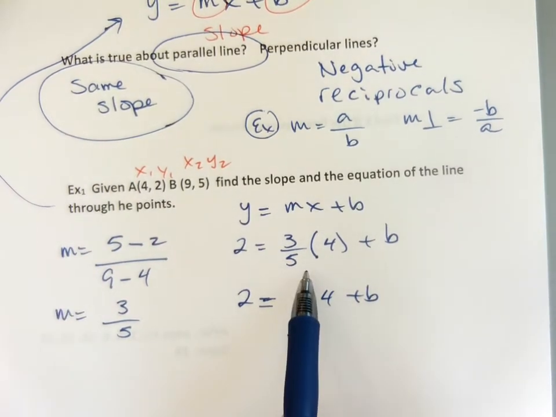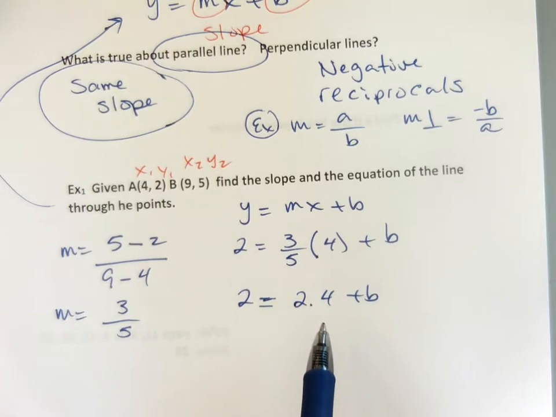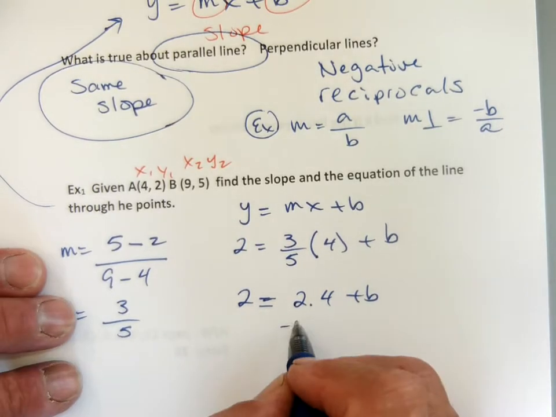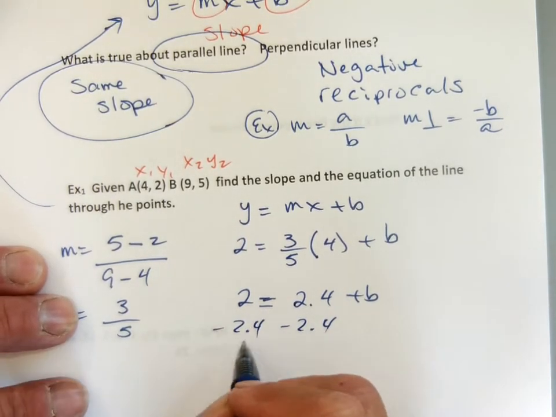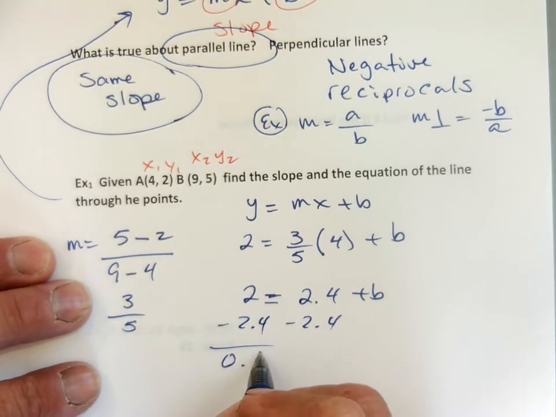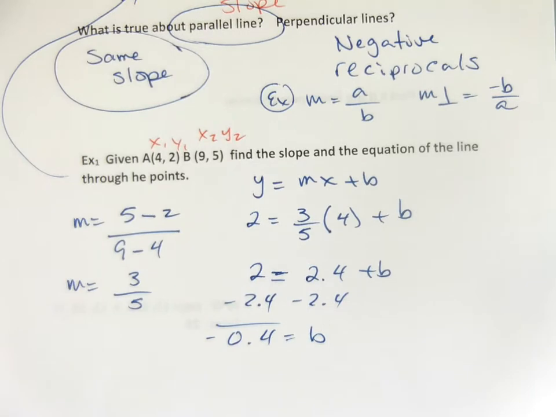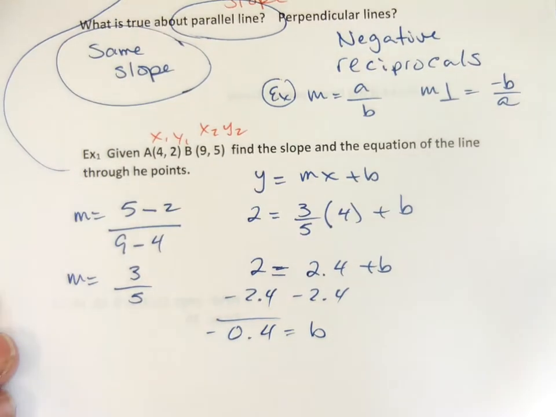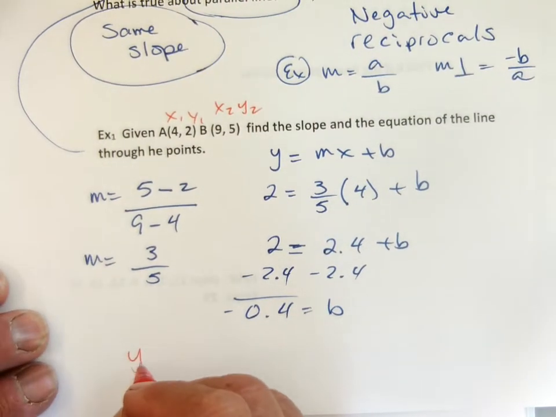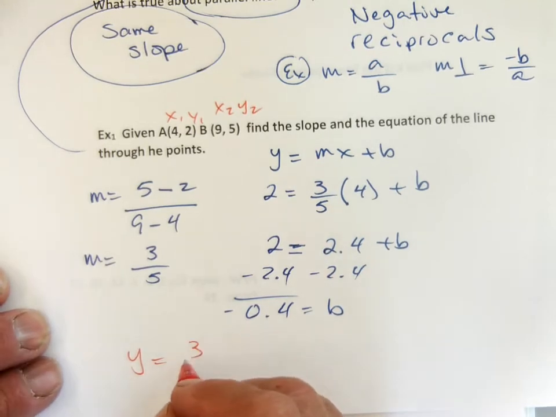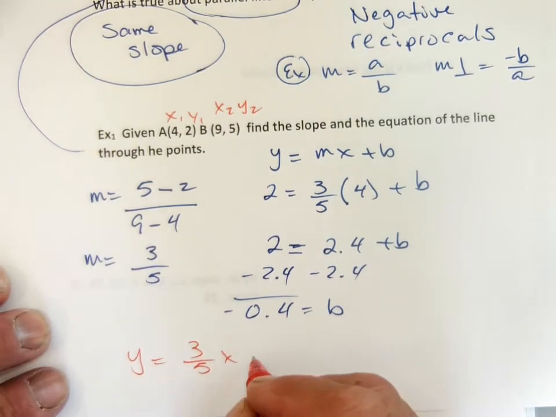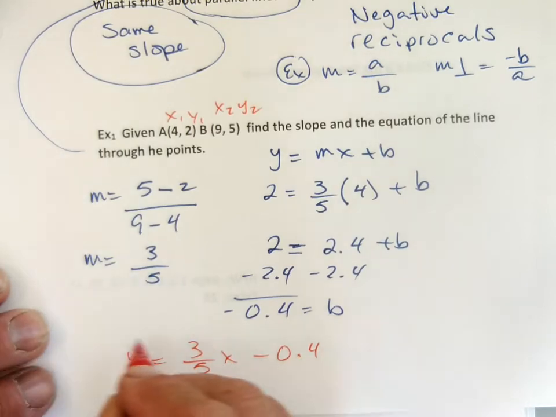I'm at 12 over 5. You guys see the 12 over 5, right? Minus 2.4, minus 2.4. I get negative 0.4 for b. Finally, the grand answer: y equals 3/5 x minus 0.4.